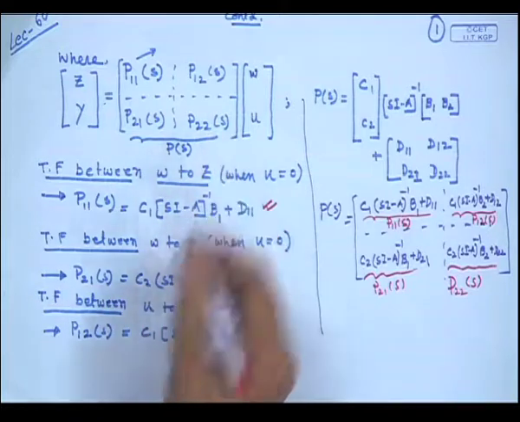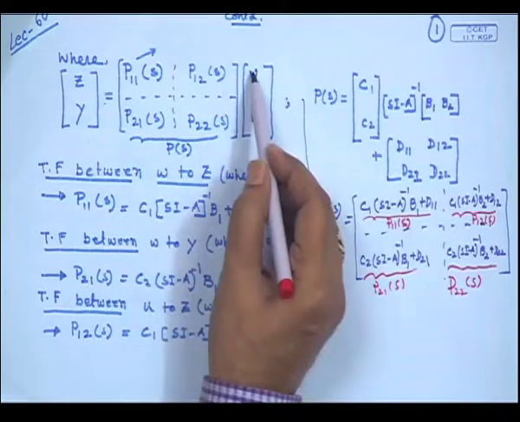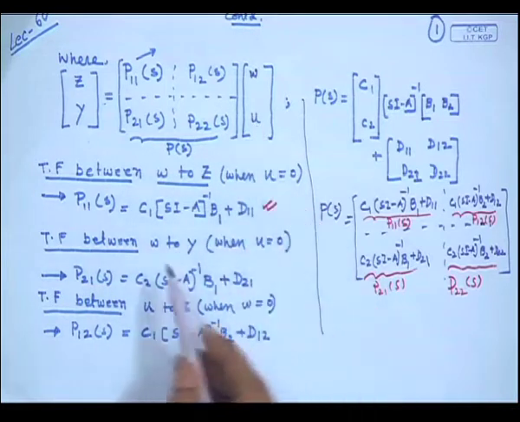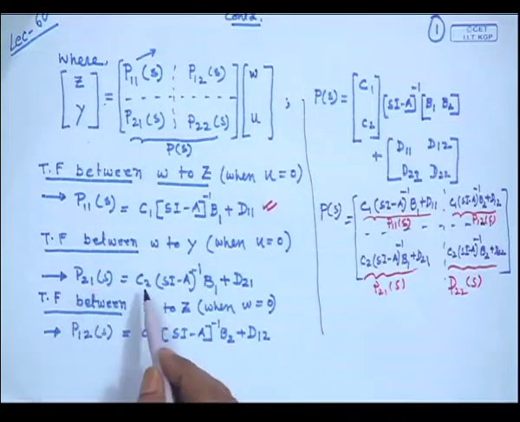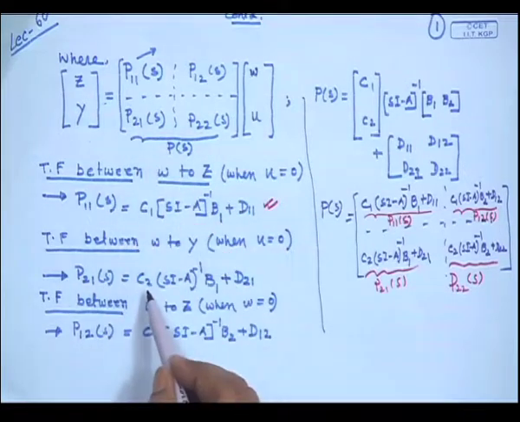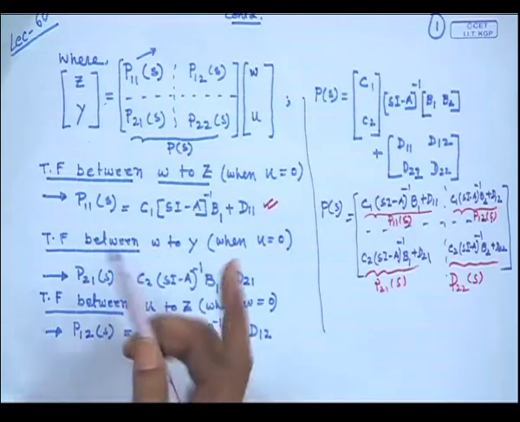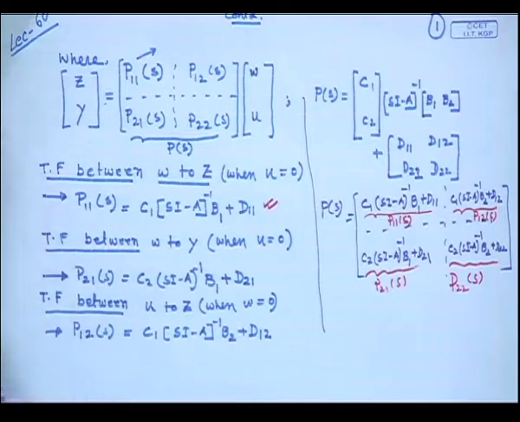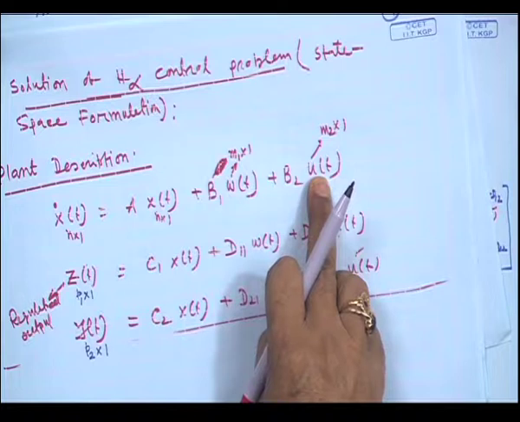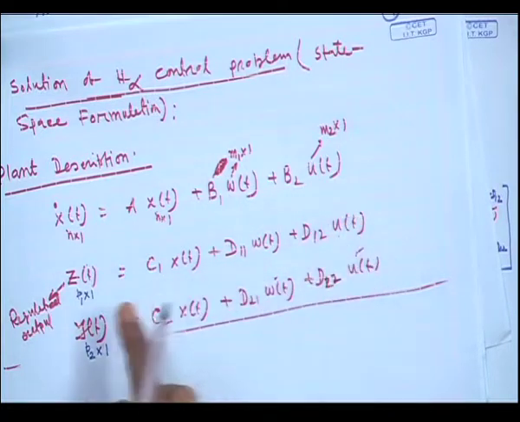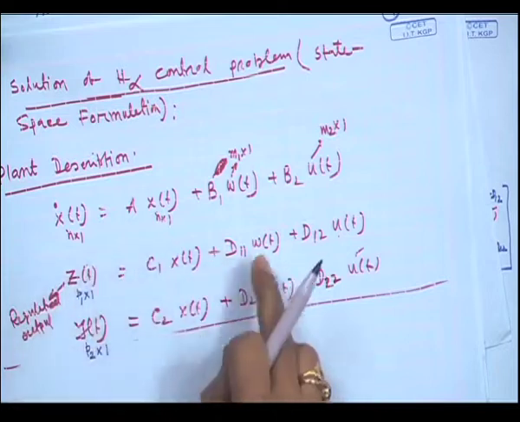Now, similarly, the transfer function between W to Y when U is 0, that transfer function P21, is nothing but C2 (sI minus A) inverse B1 plus D2, and that I can write straight away from the description of that state space equation. If you see the state space equation, you can write it when input is not there.